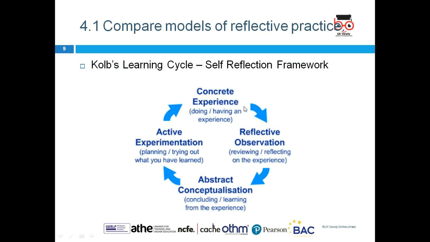So we've got the self-reflection cycle from Kolb. You've got concrete experience, so CE, so you're doing or you're having an experience. You've got RO, reflective observation, where you're reviewing or reflecting on your experience. You've got AC for abstract conceptualization, so you're making a conclusion, you're learning from your experience. And then you've got AE, active experimentation. You're planning things, you're trying them out, you're looking at what you've learned and you're adapting in accordance to that. You're making changes.